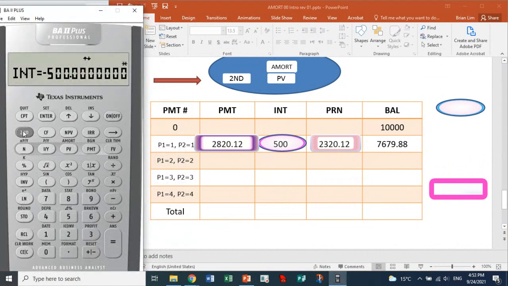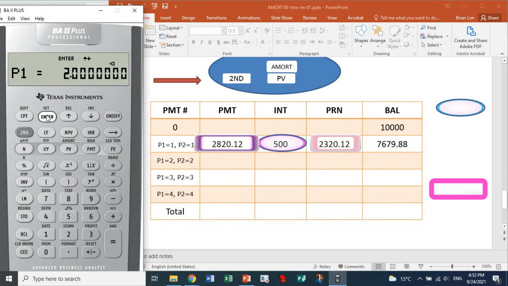And we can demonstrate that. We'll just have to get out of this mode and go in and put in 2320.12. We add that to 500 and we get 2820.12. Okay, so that is what happens. All right, so let's go back into our amortization mode. Okay, so that was the first payment. The first payment, P1 is equal to 1 and P2 is equal to 1. They have to be the same numbers. So let's go to see what happens after this second payment.